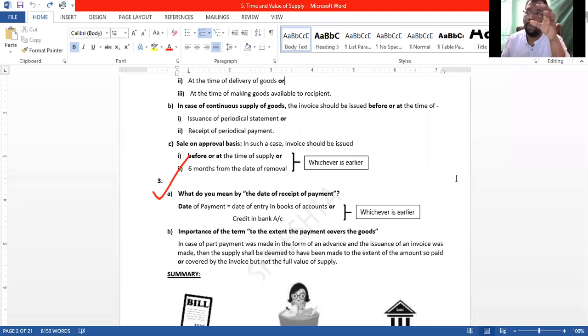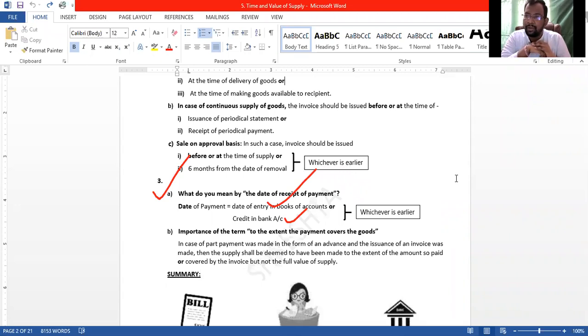ఒకవేళ ఇంటర్ బ్యాంక్ చెక్ అనుకోండి, you have an account in one bank and your customer has the account in another bank. You have an account in SBI, your customer has an account in HDFC. Then అప్పుడు ఏమవుతుంది సార్, at least 5 days time పడుతుంది. And ఇక్కడ what I'm trying to convey is, date of entry in books of account will differ from date of credit to bank account. అంటే 2 different dates ఉంటాయి.